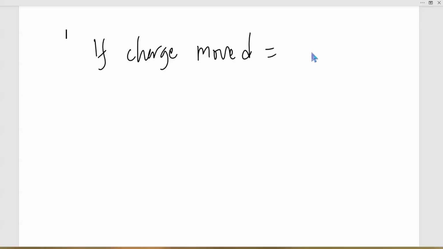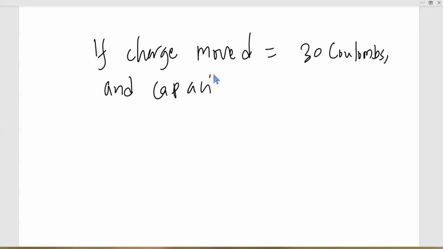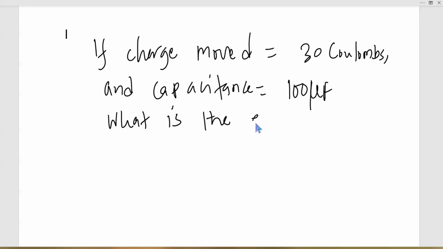So if we talk about charge moved being, let us say, 30 coulombs, and capacitance being, for example, 100 microfarads, then what is the energy stored?